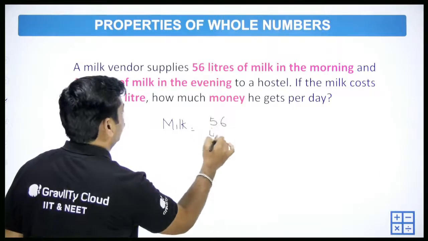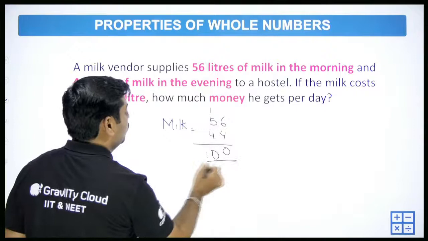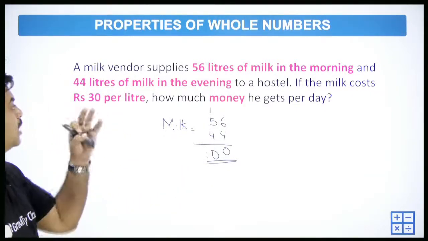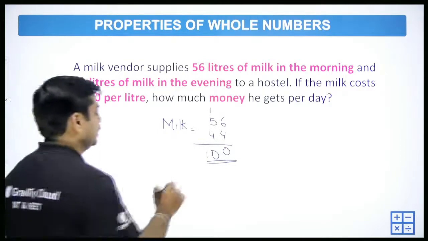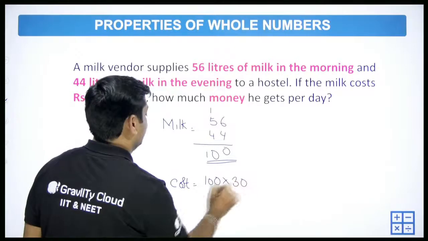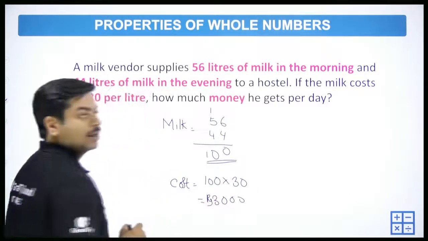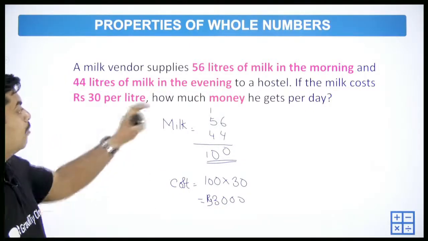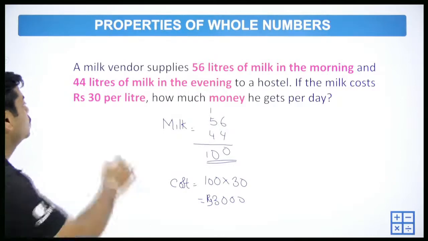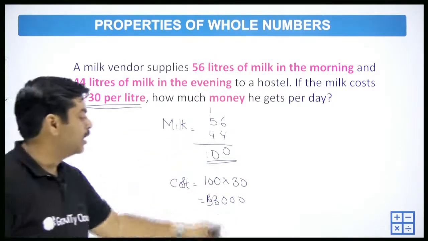So, what is the total milk quantity that he is giving? 56 plus 44, 6 plus 4, 10, 5 plus 4, 9, and then again 10. So, 100 liters of milk is being utilized. If the milk costs rupees 30 per liter, the cost is equal to 100 liters into 30. So that becomes 3,000 rupees. That is how you can calculate these values. How much money does he get per day? He will be getting 3,000 rupees per day at a cost of rupees 30 per liter. 100 liters, 30 into 100 is 3,000.